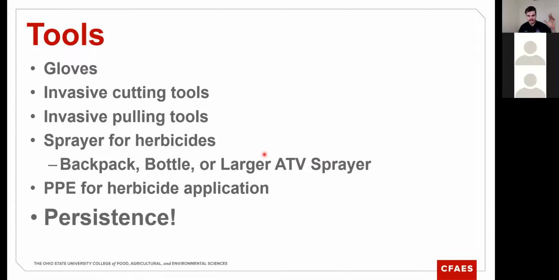And then this is also important, and something, again, to read the label. PPE, personal protective equipment for herbicide applications. So making sure you have the right chemical resistant gloves, safety glasses, long sleeves, long pants, making sure that you're doing everything that it says on the label so that you are not exposing yourself to some of these pesticides and you're applying them safely.